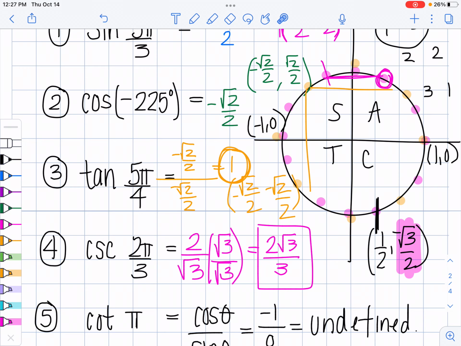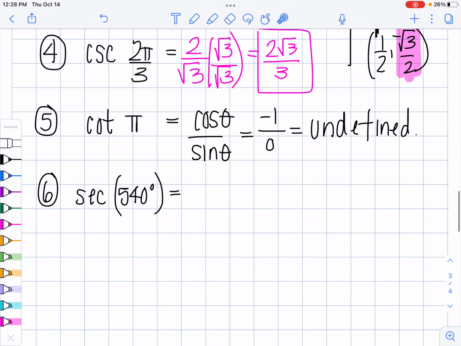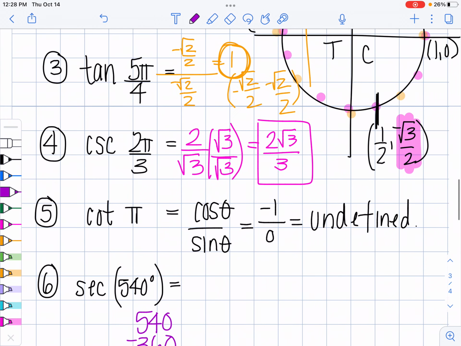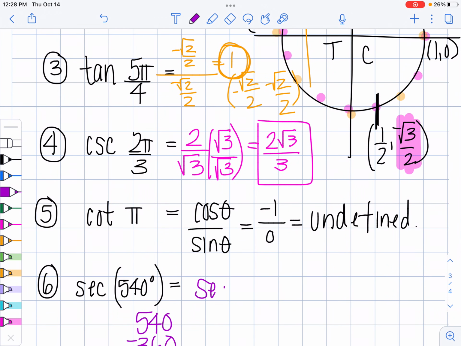It doesn't really matter how you choose to do it, but I like to just subtract from 360. So I did 540 minus 360, and I got 180. So I know it's the same as 180 degrees, I guess is my point. I'm just going around the circle. You just keep going around the circle using the same pattern. So secant of 180 degrees. So this is the same as the secant of 180 degrees.